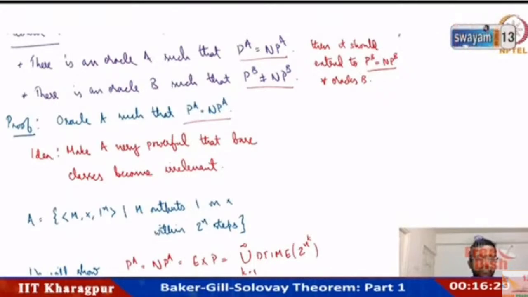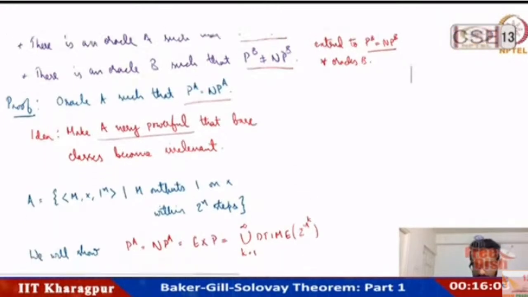So the idea is to make A very powerful, right? You make it so powerful that it doesn't matter what kind of base machine is asking queries. So even if one has non-determinism, one does not, even then the oracle is so powerful that it doesn't really matter if the base machine had non-determinism or not, right? So that is the idea. So to make A very powerful, right?